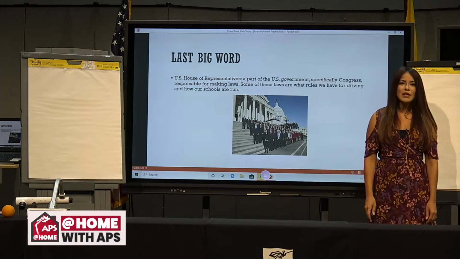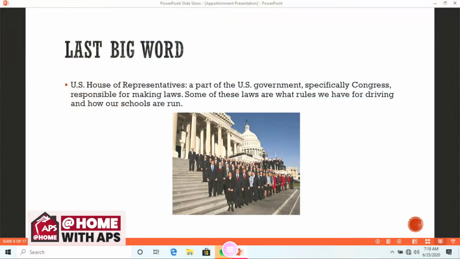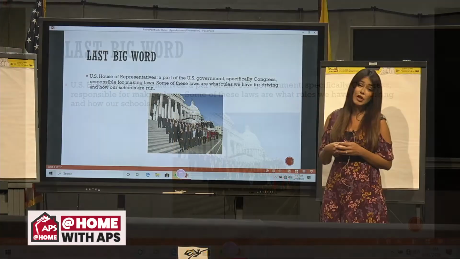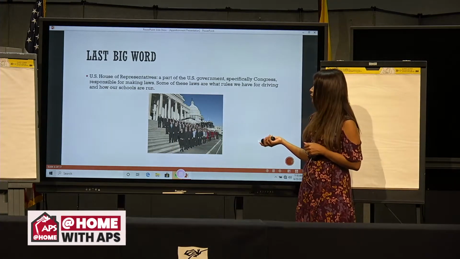The U.S. House of Representatives. What exactly is that? Well, it's a part of the U.S. government, specifically Congress, responsible for making our nation and our state laws. Some of these laws are what rules we have for driving and even how our local schools are run. So basically, we are the ones that vote for people called representatives. Apportionment means how many we have in our state, and the U.S. House of Representatives is where they go and work.